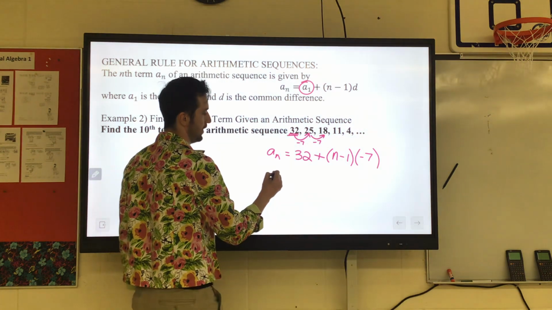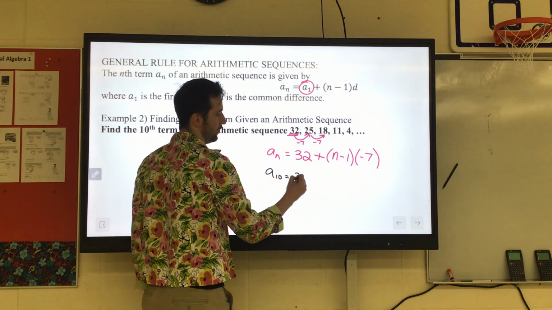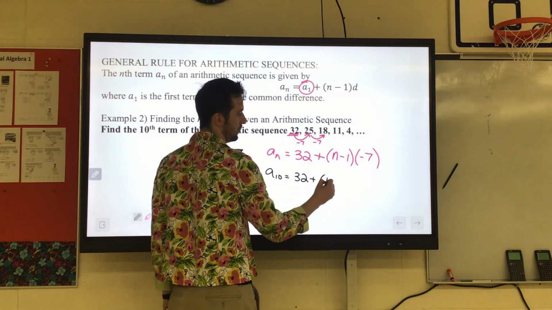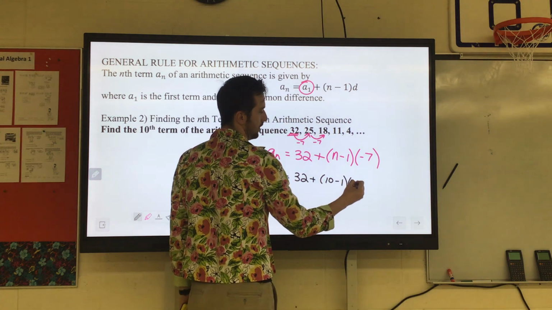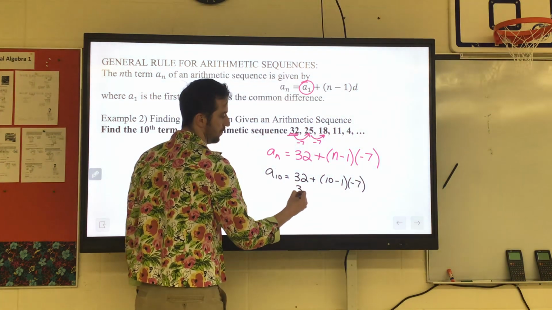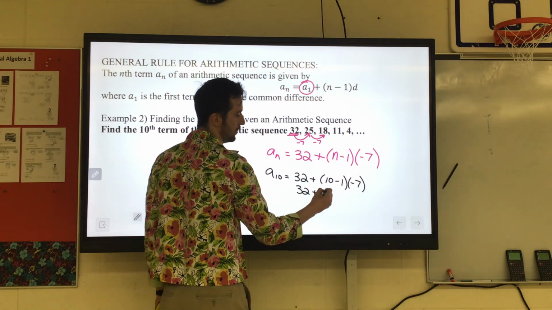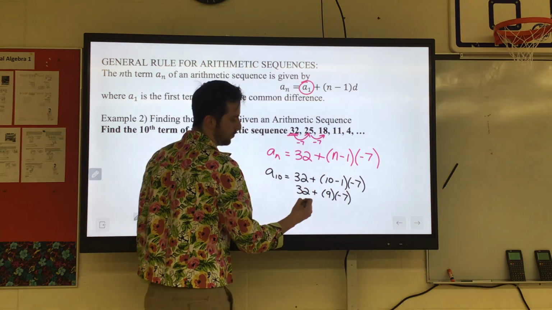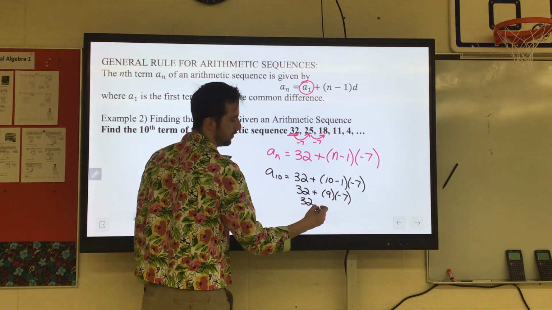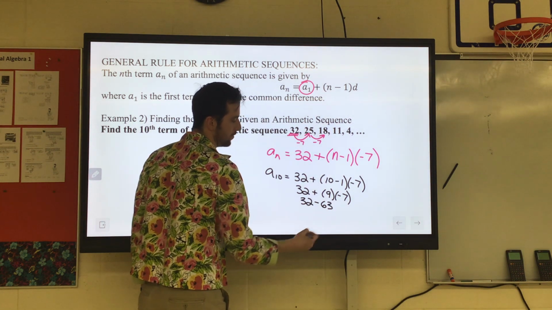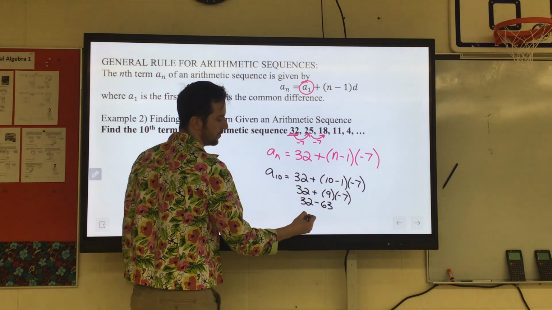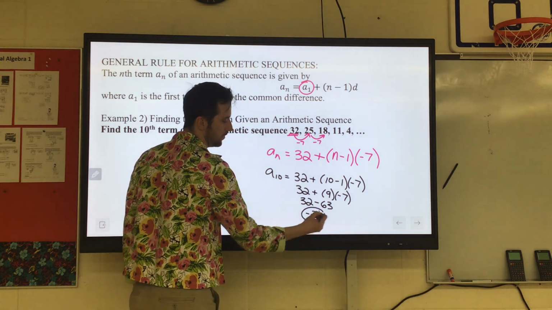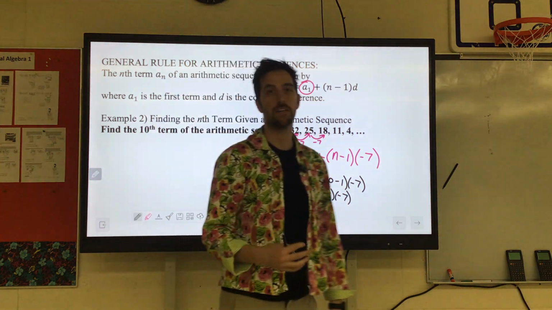So if we're looking for the 10th term, we're doing 32 plus 10 minus 1 times negative 7. 32 plus 10 minus 1 is 9 times negative 7. We would do the multiplication next. 9 times negative 7 is negative 63, and then 32 minus 63 is negative 31. So the 10th term would be negative 31.